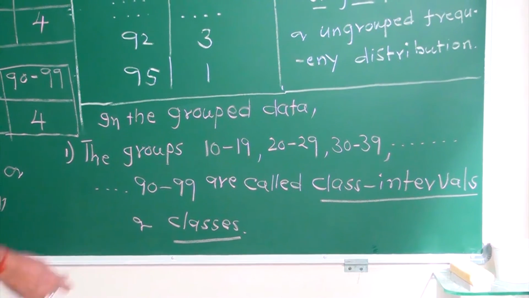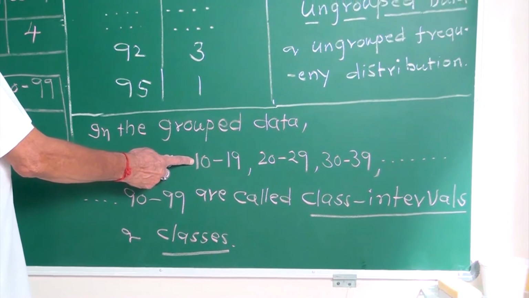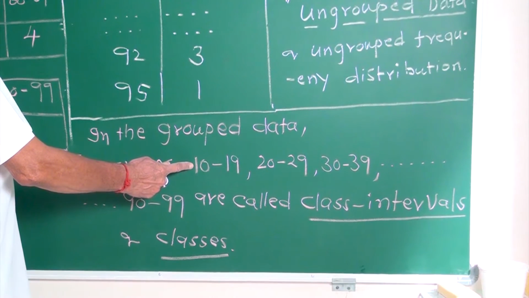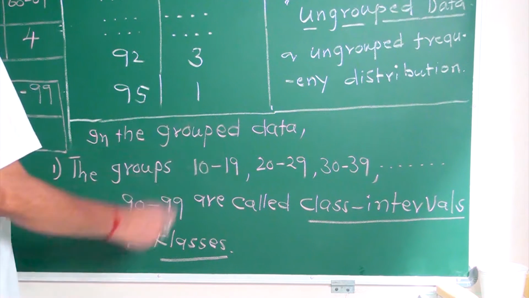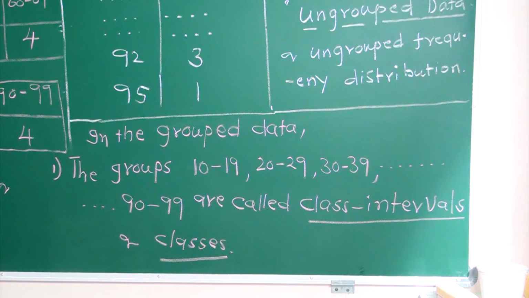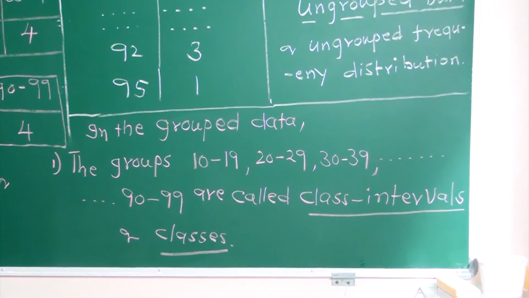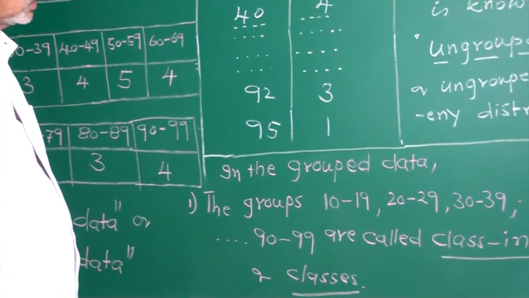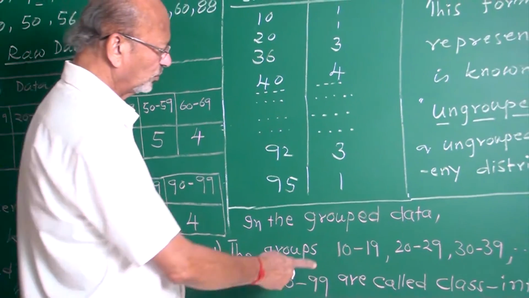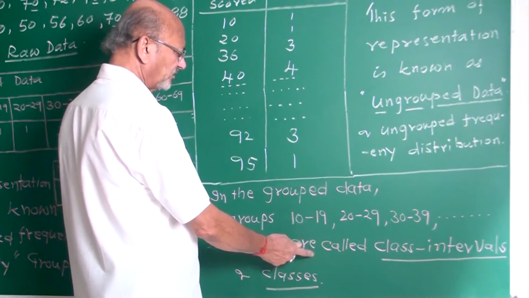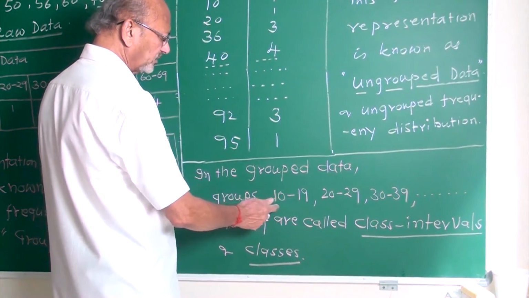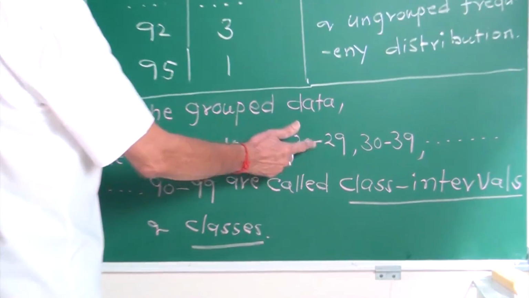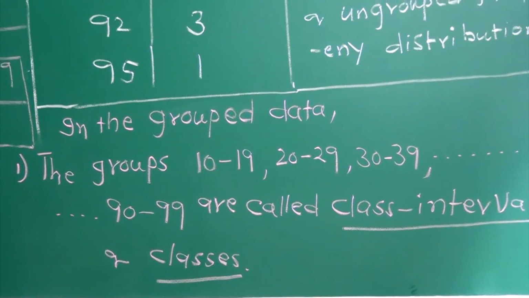In classes, this 10 is known as the lower limit, and 19 is known as the upper limit. Then mathematicians introduced one more definition, that is the mid value of the interval. To get the mid value, what are you going to do? Lower limit plus upper limit divided by 2. That is 10 plus 19 divided by 2. In that case, we get the mid value.